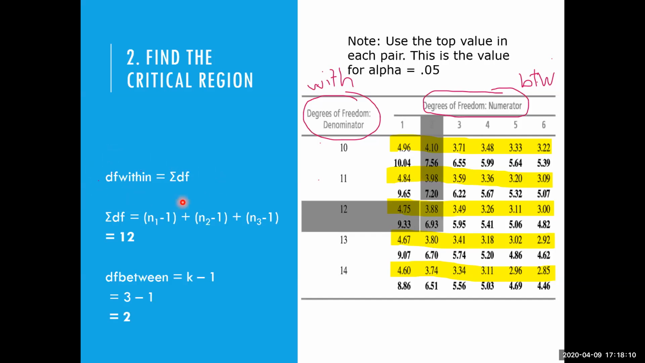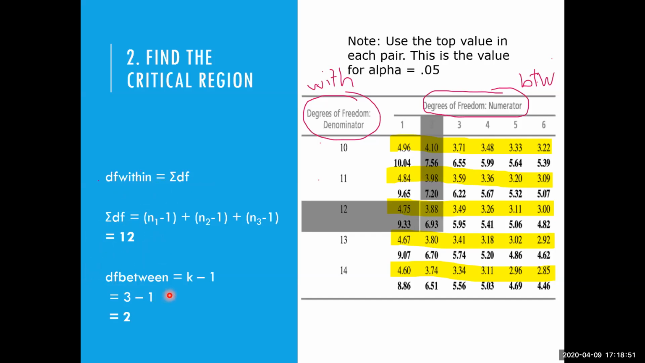So to calculate the degrees of freedom within each group, we're just going to sum up the degrees of freedom for each group. Okay, so the summation value, and we're going to add up all the degrees of freedom. In other words, it'll look like this: the n from the first treatment group minus 1, plus the n from the second treatment group minus 1, plus the n from the third treatment group minus 1. And if you add all of those up, you're going to get 12. So 12 is our degrees of freedom within value for this data set.